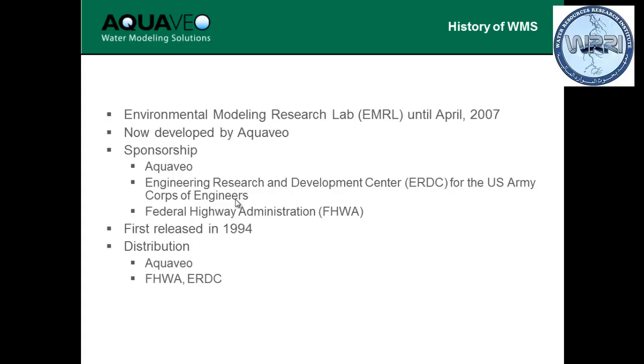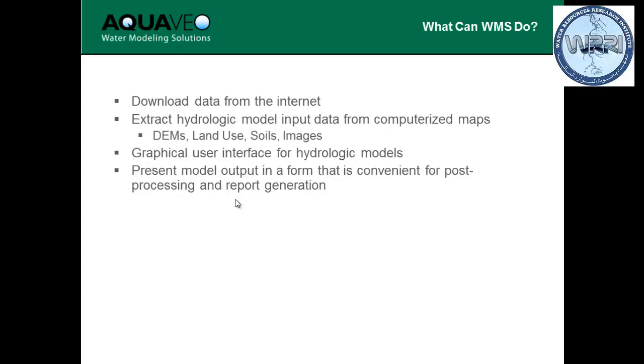It's also distributed by us as well as the Federal Highway Administration in the U.S. and also the Army Corps of Engineers. So what can WMS do? Well, I've shown you some of the things that WMS can do. You can download data and you can delineate watersheds. That's hydrology stuff. It can also do hydraulics, so you can do river modeling, and you can do two-dimensional hydrologic and hydraulic models in WMS.